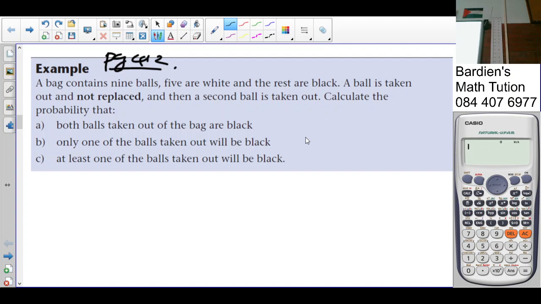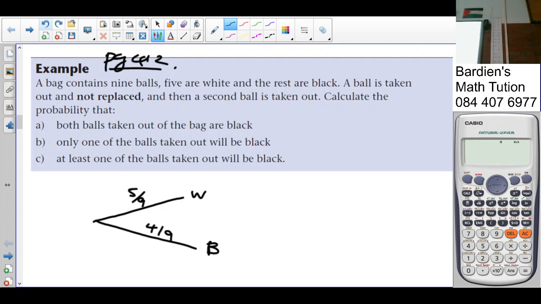So a bag contains 9 balls. 5 are white, the rest are black. So what would be the probability on the first branch? 5 are white, the rest are black. 5 over 9. Remember, these branches must always add up to 1. So it's going to be 5 over 9 for white, and black 4 over 9. Okay, any confusion here? No.